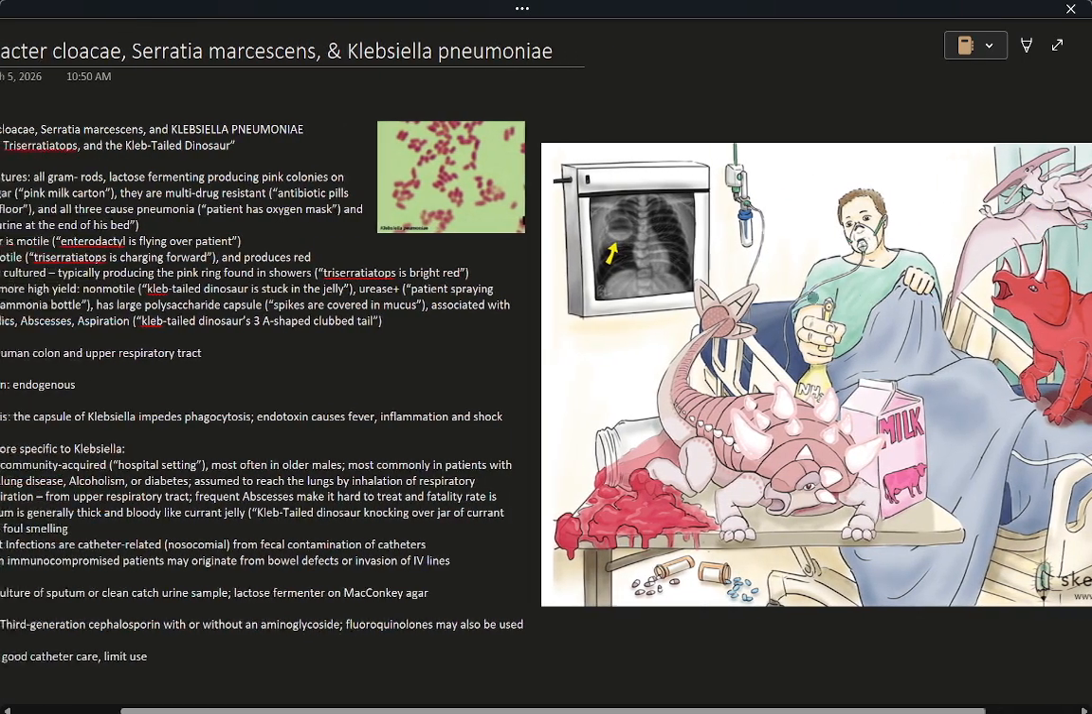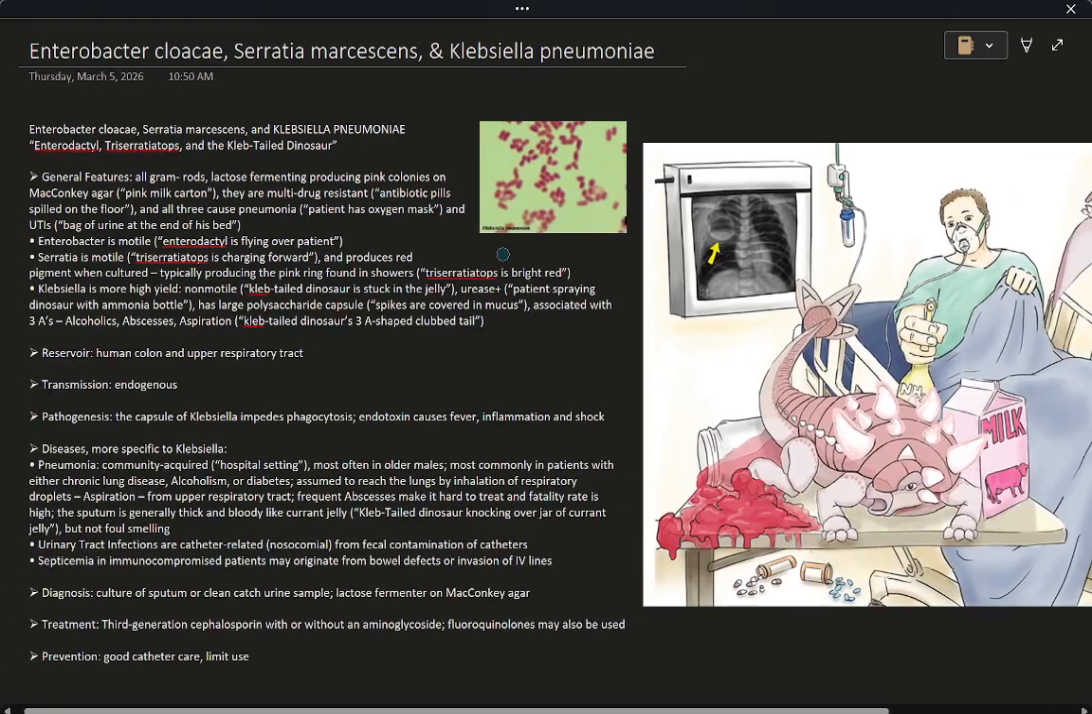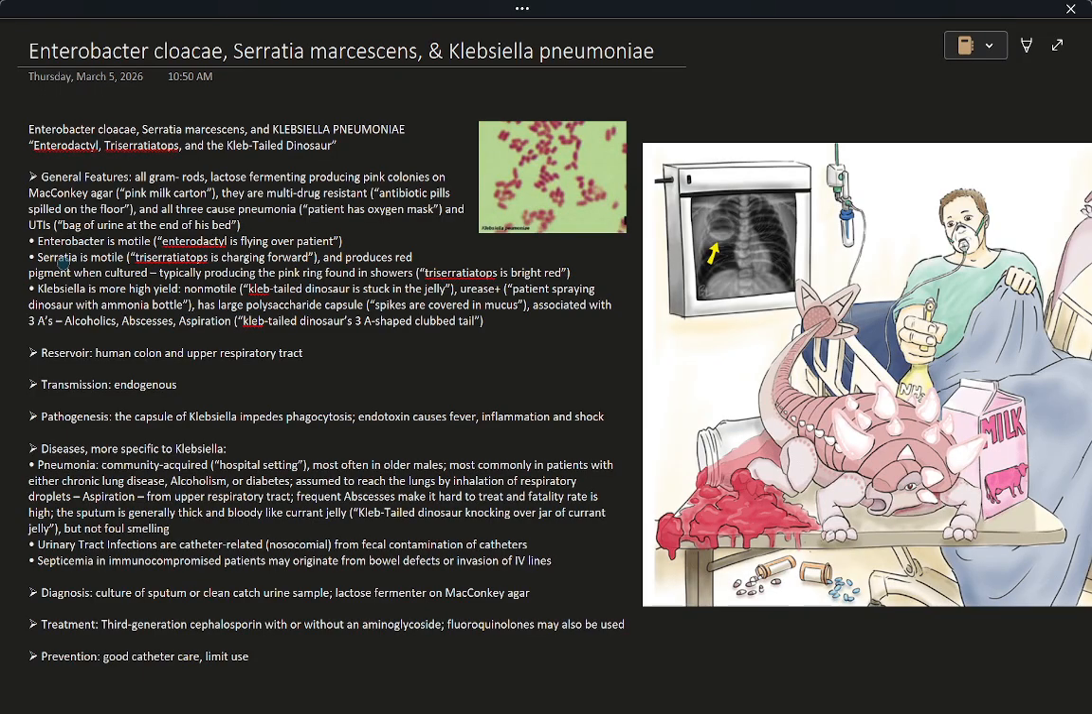dinosaur species. So that symbolizes the Enterobacter. And then, on the other hand, the Serratia is also motile and produces the red pigment when it is cultured. And so, this ends up manifesting as pink ring that is found in the shower curtains. To remember that the Serratia is motile, think about the triceratops that is charging forward.